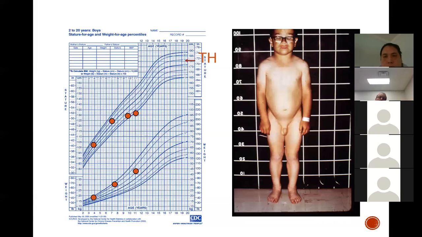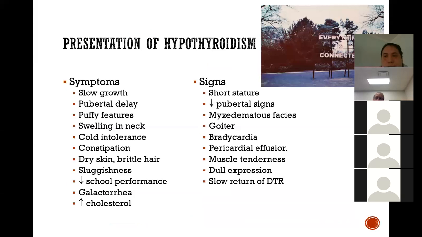Also, you can see he has somewhat coarse features, a broad forehead. So this is someone who was born with hypothyroidism that was not treated. We're not usually going to see that dramatic picture in the United States, although I have had one case of that from a family who was all natural and didn't have a newborn screen and had a home birth. That was very unfortunate.